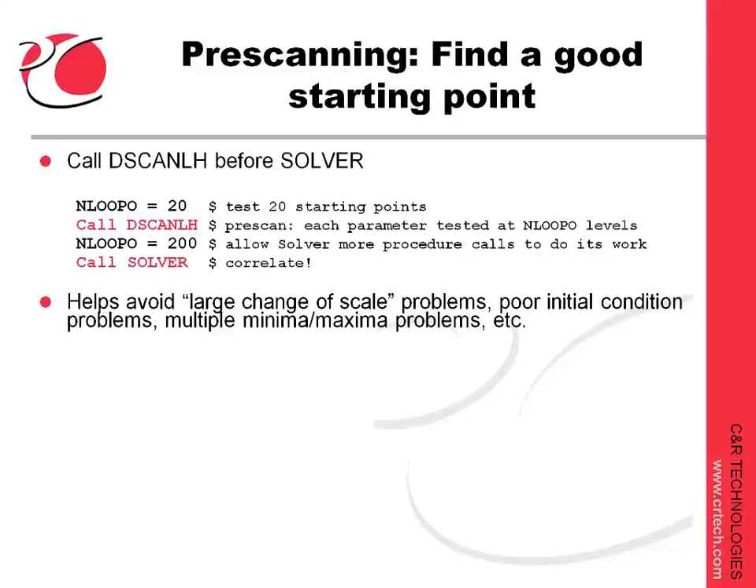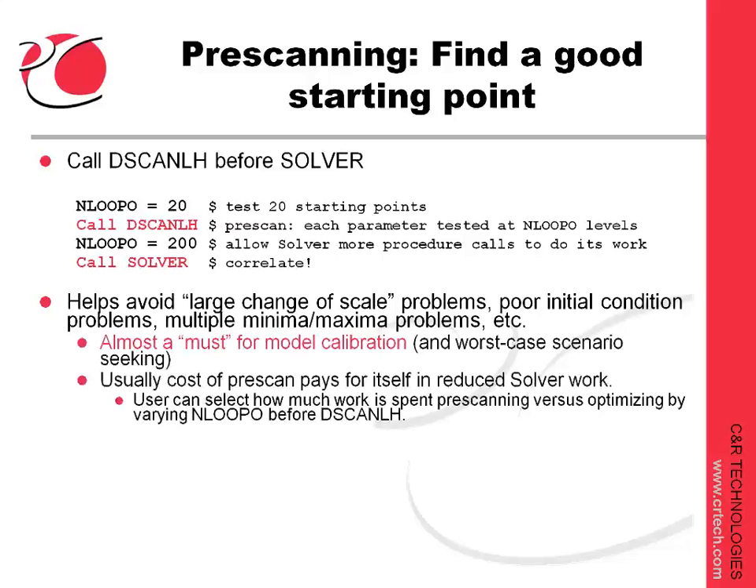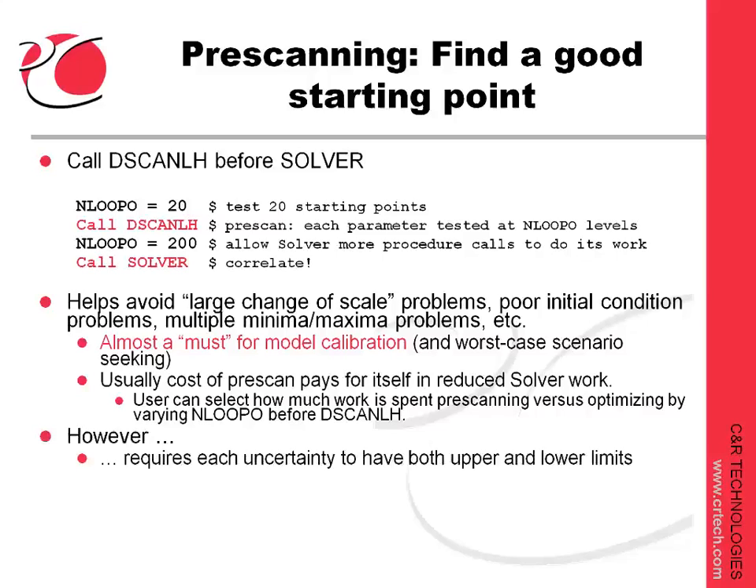I've alluded to pre-scanning, and that was covered in the prerequisite solver video, so let me just refresh your memory of it here. dscan LH can be used to search for a good starting point for the solver, and it makes a nice companion to the solver in general, but it's especially important for calibration tasks, since those problems are usually unconstrained, and they can also have multiple equivalent answers, which are hard to find if you don't first take a sampling approach. Pre-scanning can't work, however, unless all variables can be assigned both upper and lower limits, but that's usually not a problem for calibration tasks.